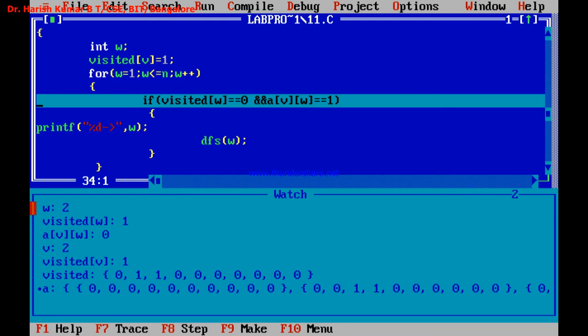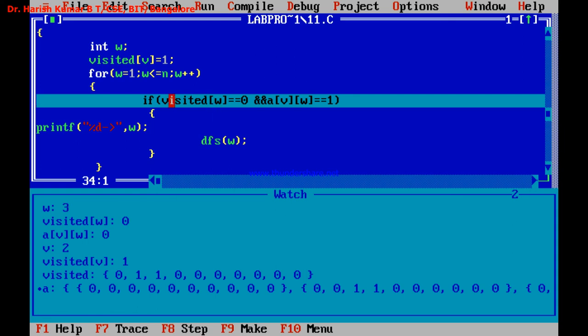And now W is 2, you are checking visited of 2. So 2 is also visited already. Now again we skip. I press F7. See, it got skipped. Now W is 3.